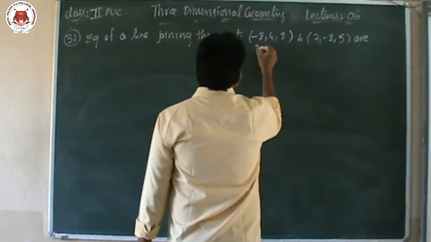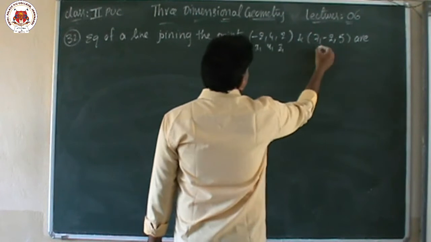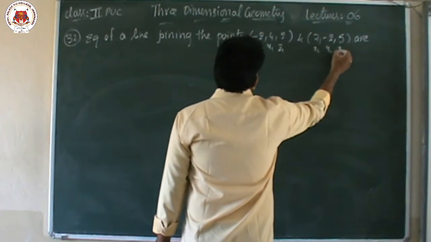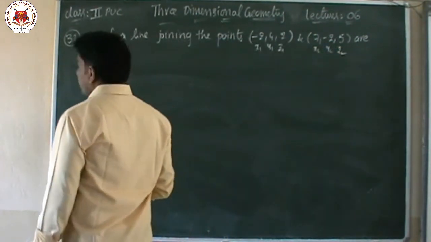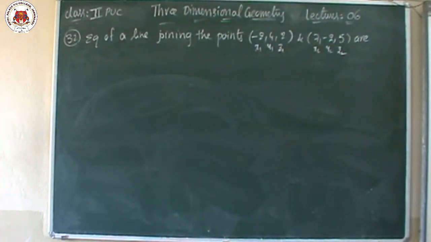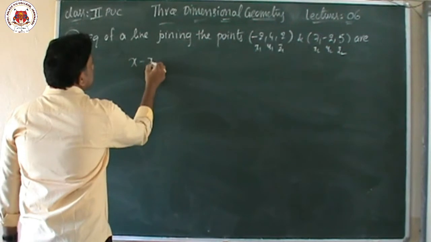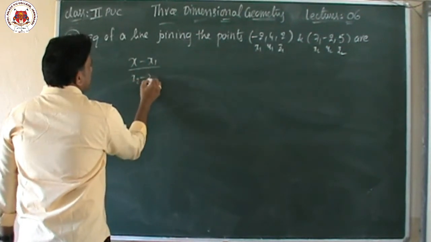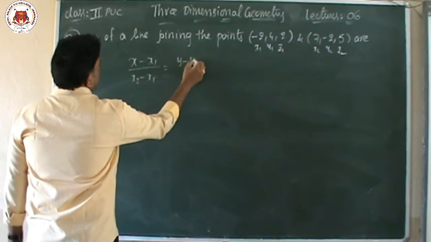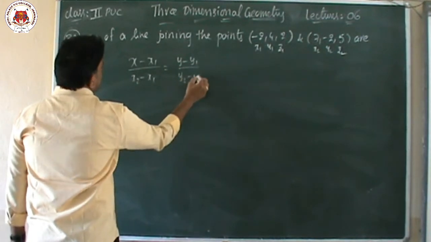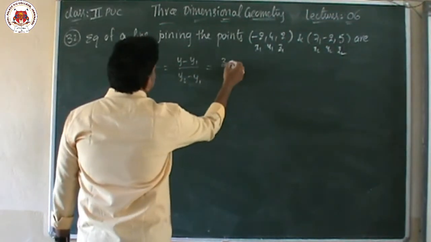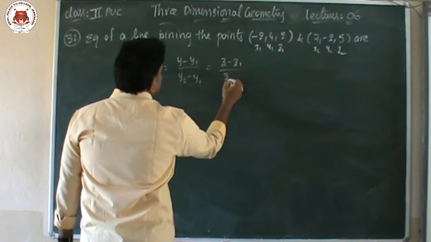If two points are given, this one is x1, y1, z1 and this is x2, y2, z2. There is a direct formula for the equation of a line joining two points: x minus x1 by x2 minus x1, equals y minus y1 by y2 minus y1, equals z minus z1 by z2 minus z1.